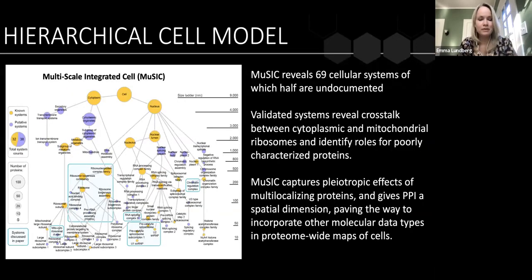And in the end, we generated this map that we call MUSIC, the multi-scale integrated cell, and we could reveal out of these 700 proteins, 69 different cellular systems, and half of these systems were not documented before in, for example, gene ontology or literature, and that's all the purple systems here. And then we spent most of the time here to do validation experiments and reveal crosstalk between cytoplasmic and mitochondrial ribosomes and identify roles for poorly characterized proteins.